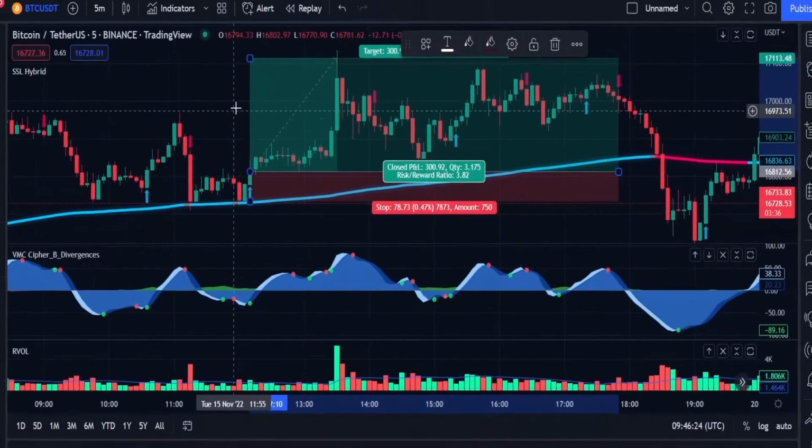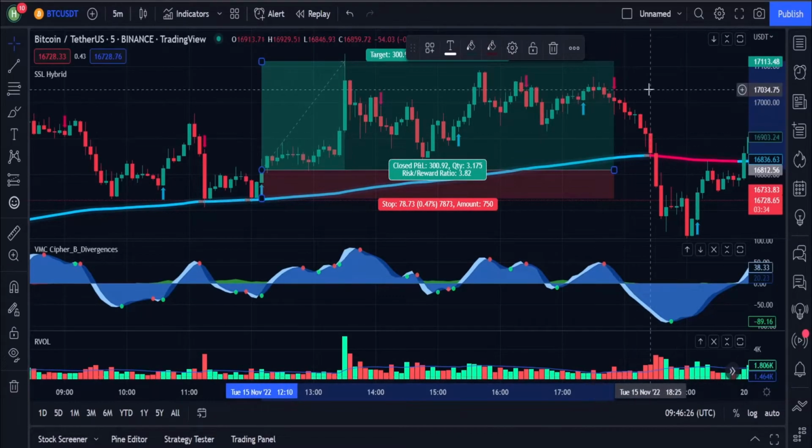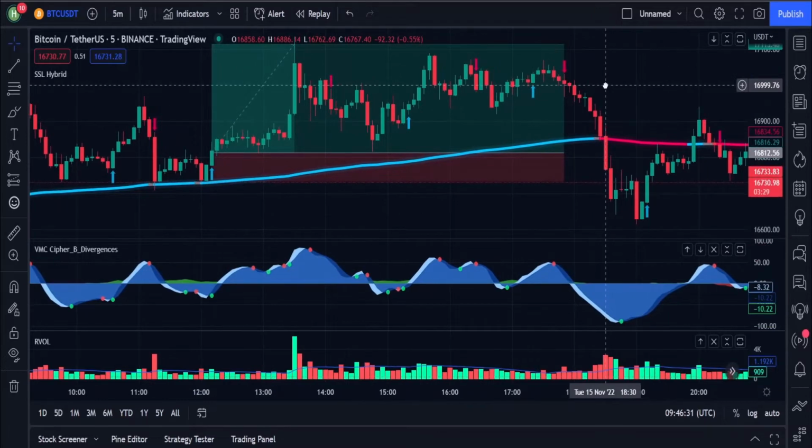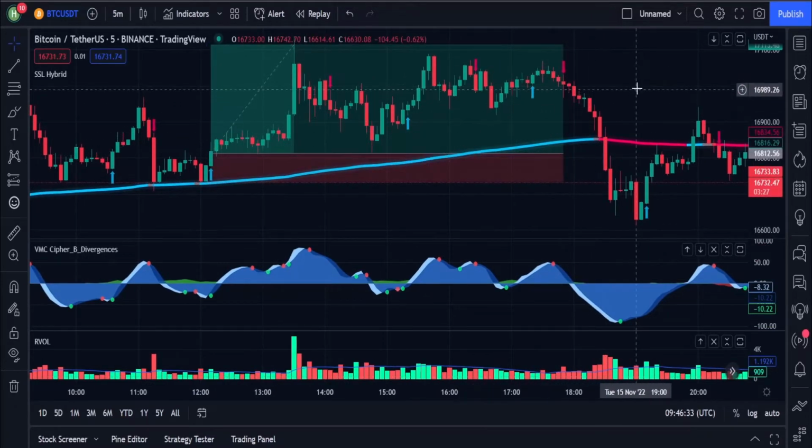So these are the rules for entering a buy trade for this strategy. We'll go through one more example for better understanding. But before that, let's go through the rules for entering a sell trade.